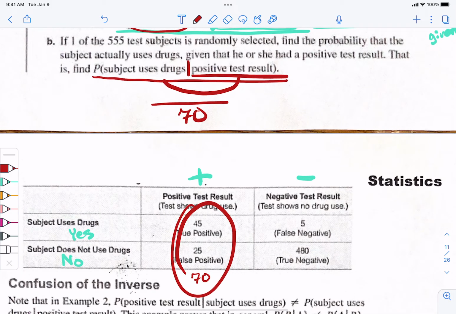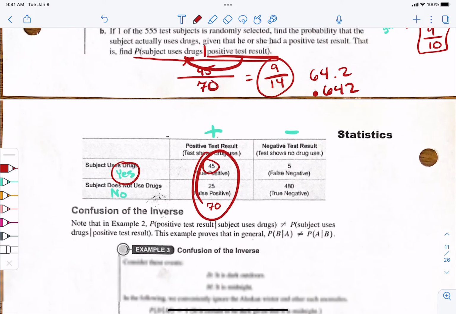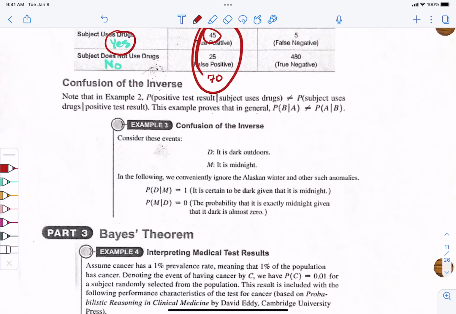Of those positive testers, who uses drugs? Uses drugs would be the yes. So 45 out of 70. If I reduce, that would be 9 out of 14, or whatever decimal they want. So the given part is going to designate your new bottom number. It's like you're reading this backwards. 64.2%, perfect. They're probably going to ask you for 3 decimal places, so it'd be like 0.642. Anyway, good?